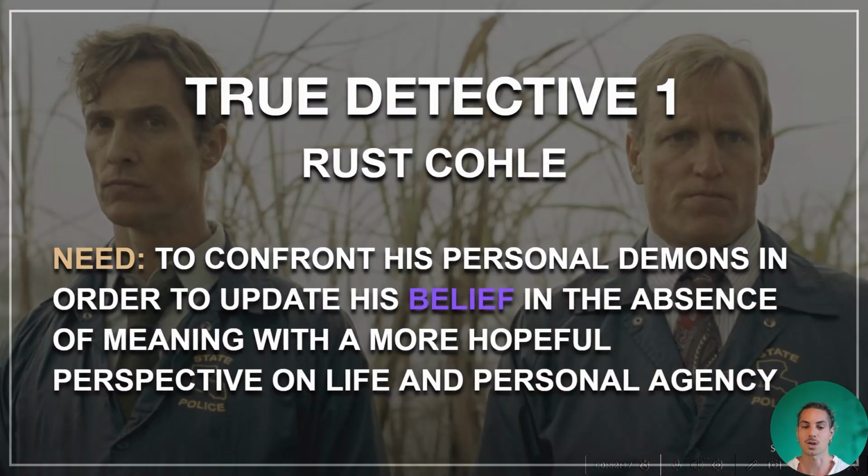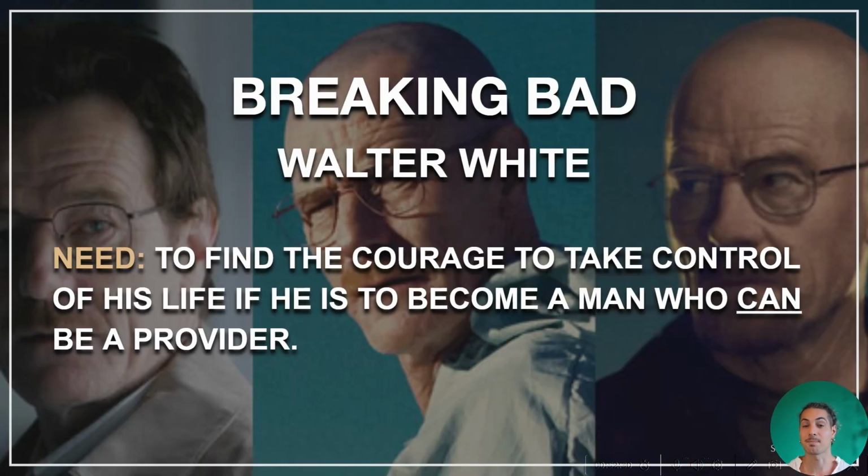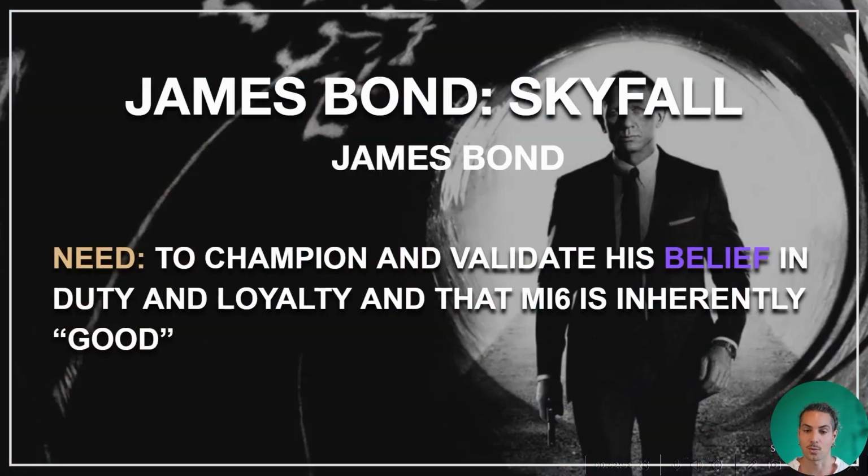In True Detective, Rust Cohle's need is to confront his personal demons in order to update his initial belief in the absence of meaning with a more hopeful perspective on life and his personal agency. In Breaking Bad, Walter White, whose journey explores the corrupting nature of power and control, remember, he is somebody who has no control at the beginning of the story, and so he needs to find the courage to take control of his life if he is to become a man who can be a provider and fulfill his internal desire. In James Bond, in Skyfall, James's need is to champion, as someone with a flat arc, and validate his belief in duty and loyalty, and that MI6 is inherently good.